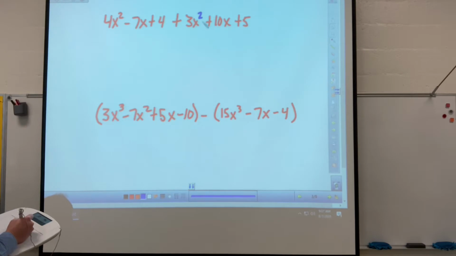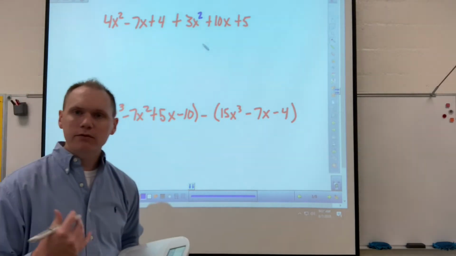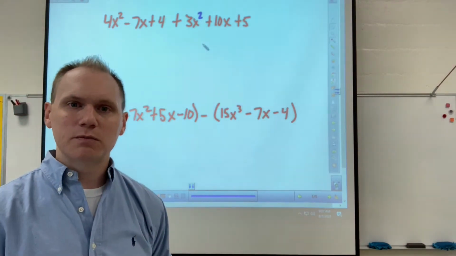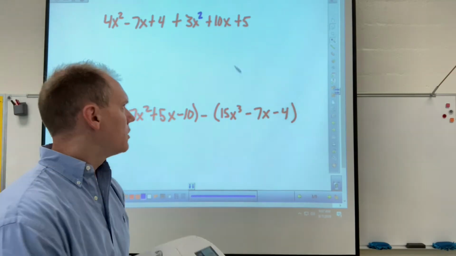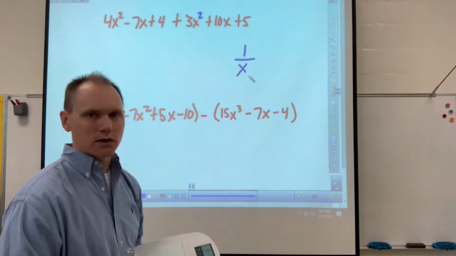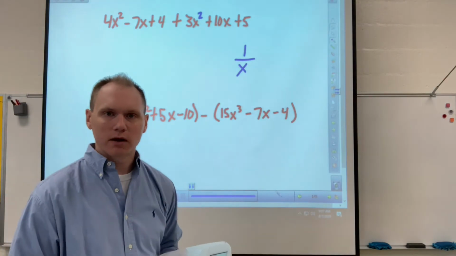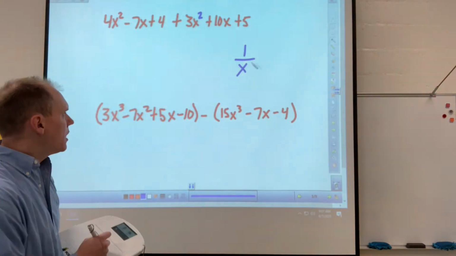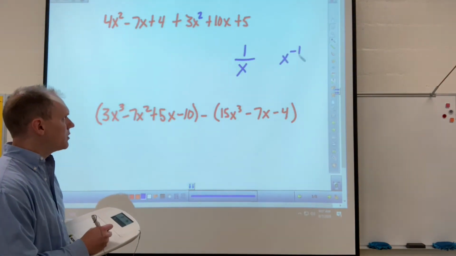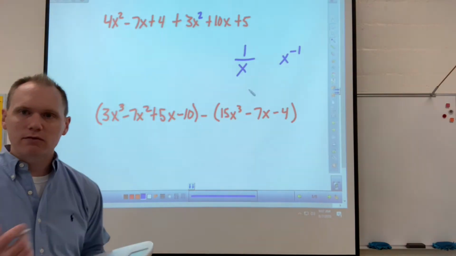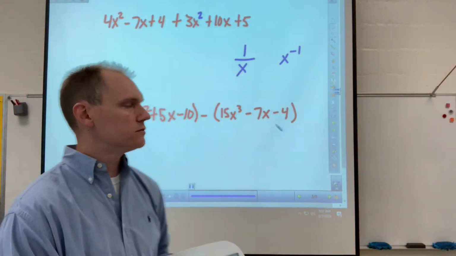We cannot have negative exponents, and we can't have fractions that have a variable in it. So, for example, if we have 1 over x or something like that, we cannot have that and it be a polynomial. Which makes sense because if we have a negative exponent, those are the same thing, right? So we can't have either one of those involved with a polynomial.